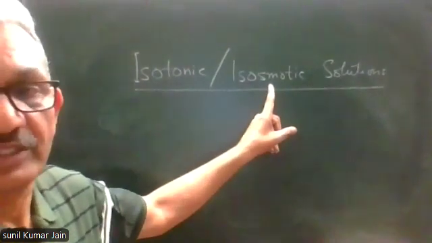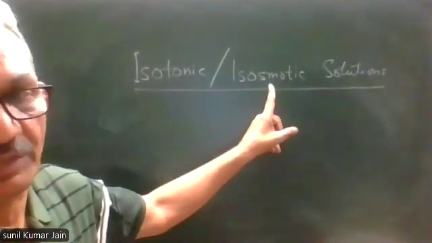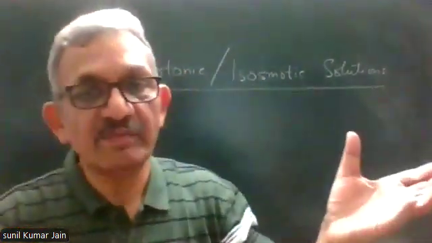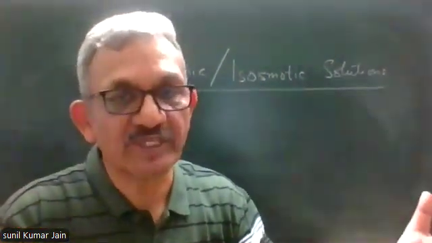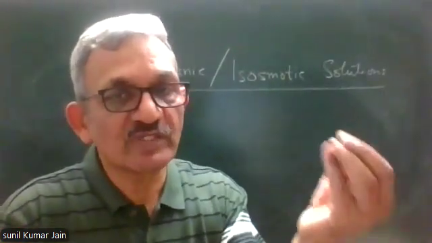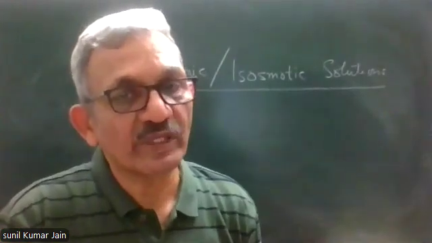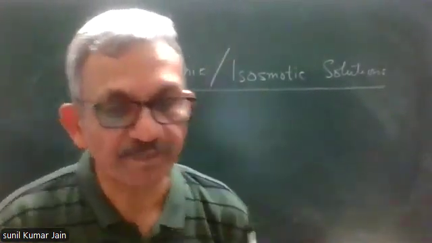This word is a combination of two words, iso plus osmotic, becomes isosmotic. Iso means same, osmotic means osmotic pressure. It means those solutions which exert same osmotic pressure, they are called isotonic or isosmotic solutions.